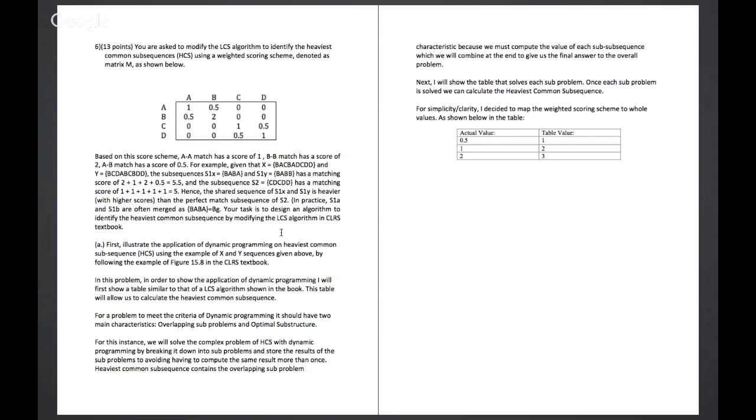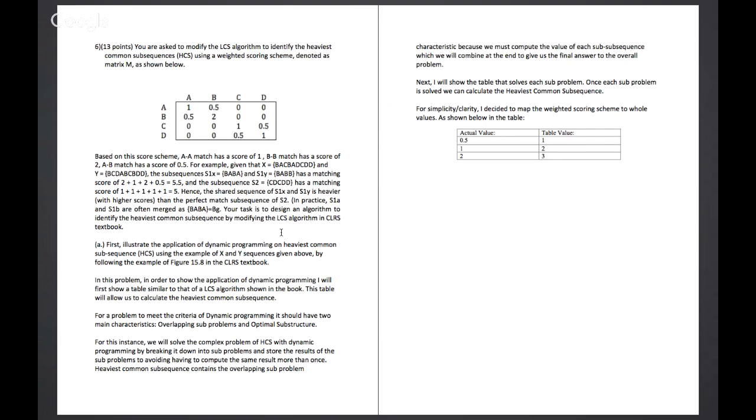So for part A, first illustrate the application of dynamic programming on a heaviest common subsequence using the example of X and Y sequences given above by following the example of figure 15.8 in the CLRS textbook.